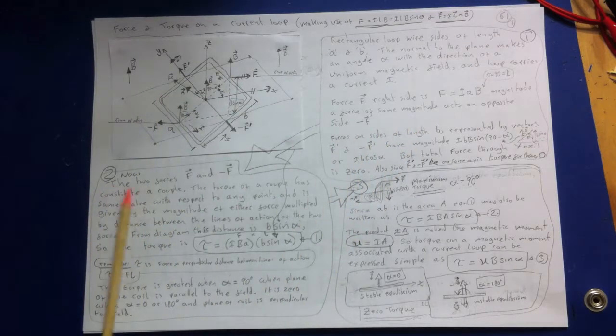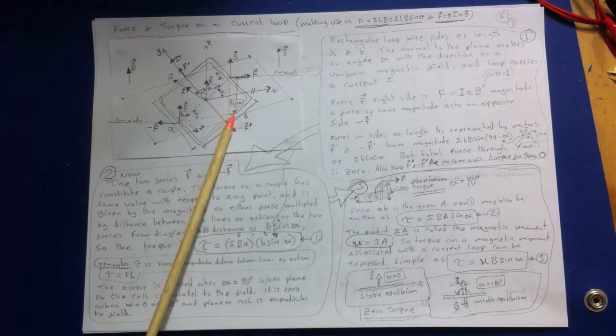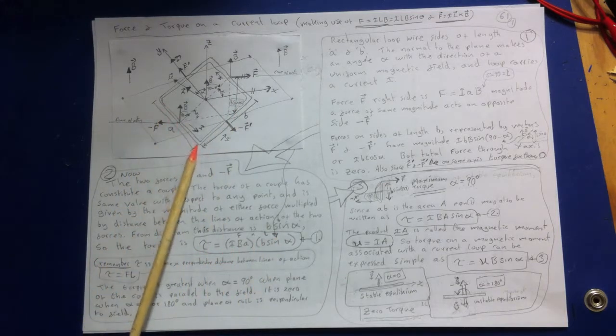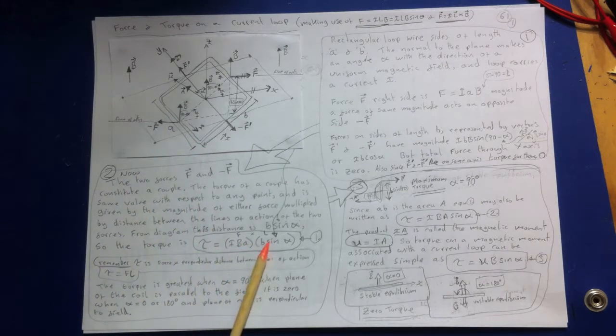Moving on to this box 2, the two forces F and F, so this force and this force, constitute a couple, as we've said, that the torque of a couple has the same value with respect to any point and is given by the magnitude of either force multiplied by the distance between the lines of action of the two forces. From the diagram, this distance is B sine alpha. So I said that we drop this perpendicular and we've got the moment of the torque, which is B sine alpha. So the torque, the force is IBA rather, and that's the force, and then the length is B sine alpha. So that gives us equation 1.